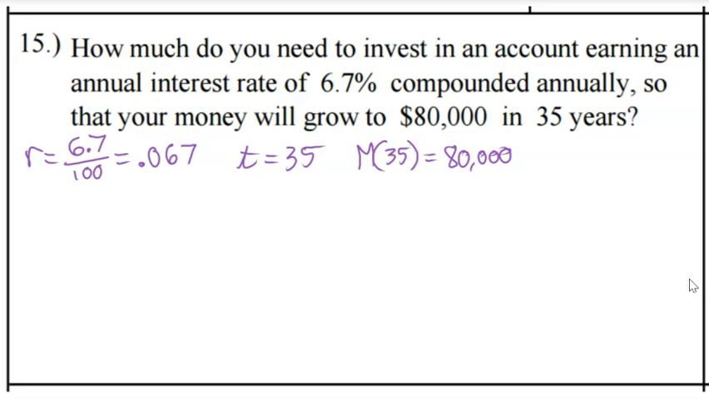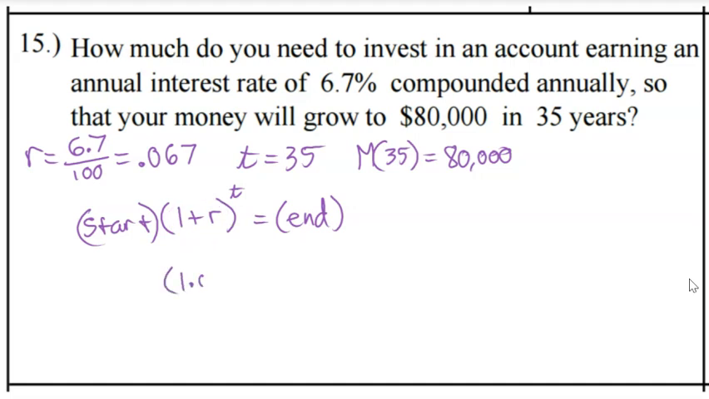So we know the way the formula works is we have a starting value times, and this is not continuous. It says compounded annually, so it's not continuous. So it's going to be 1 plus R to the power of t, equal to the ending value. In this case, R is 0.067, so 1 plus 0.067 is 1.067. T in this case is 35, so we're going to say to the power of 35.